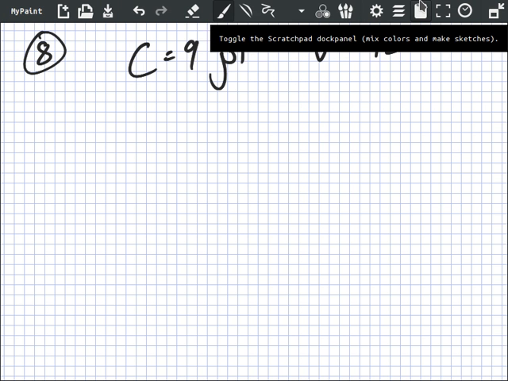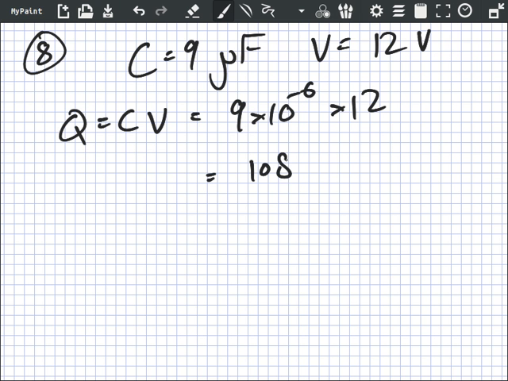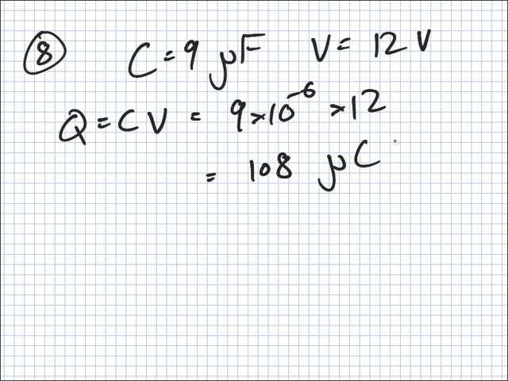8 now. A 9 microfarad capacitor is charged to a potential of 12 volts. What is the charge stored on the plates of the capacitor? So that's Q equals CV, isn't it? So that's 9 times 10 to the minus 6 times 12. 108 microcoulombs? 9 times 12, 108? Is that right, Siva? Part 2 is also answered well.